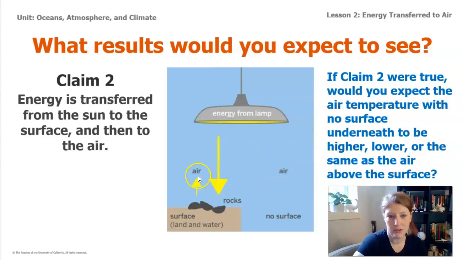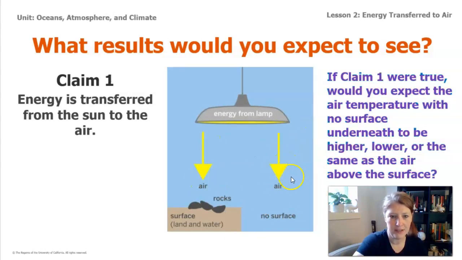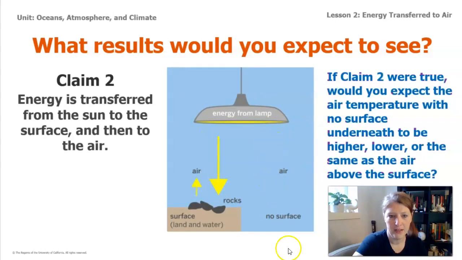If claim 2 is true, then would any energy be transferred to the air with no surface at all? If we look here at the difference, this is showing the air with no surface, and energy would transfer, and with claim 2, it doesn't look like this air can transfer. I meant that the energy can transfer to the air.